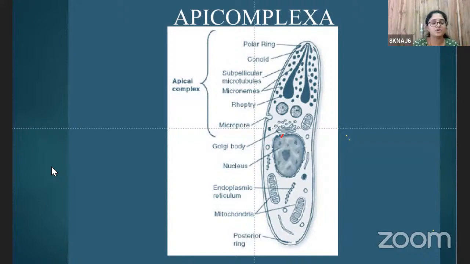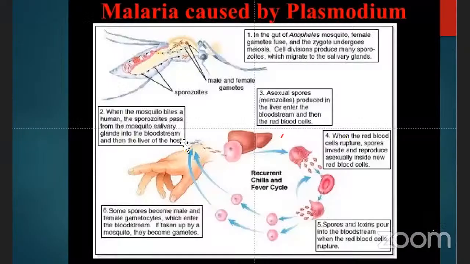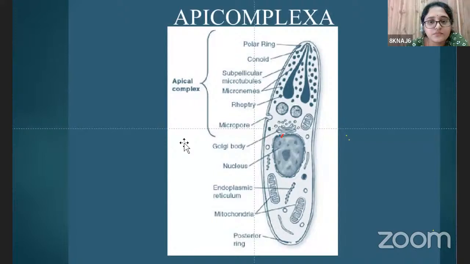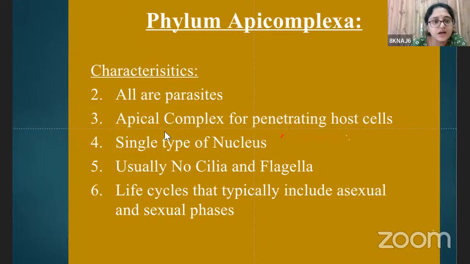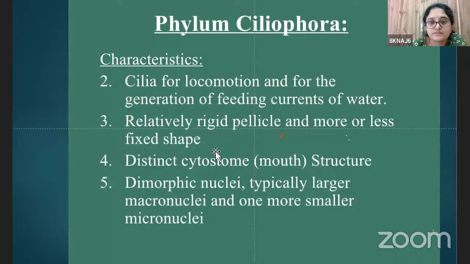Now when it comes to class Ciliata, also known as Infusoria. Let me see if I've got a picture. Yes, I think I have. This is the only class in the subphylum Ciliophora. The most characteristic feature is the presence of cilia on the body surface, hence the name Ciliata.